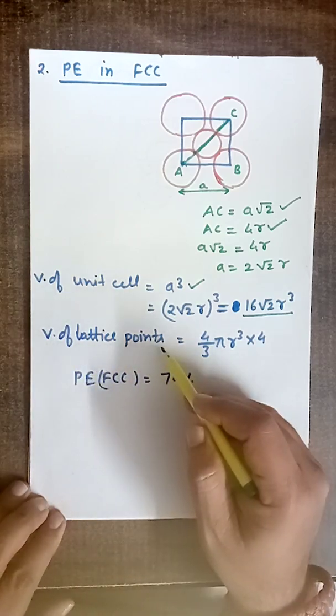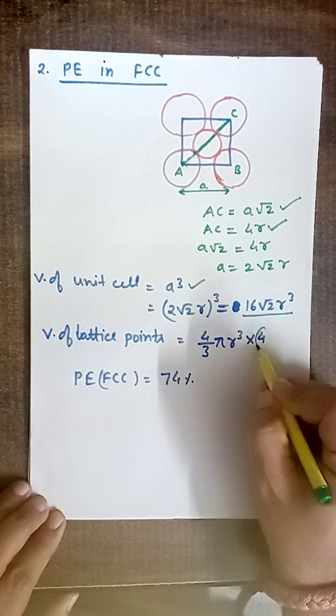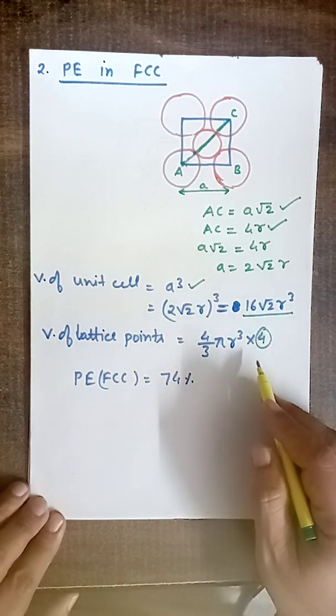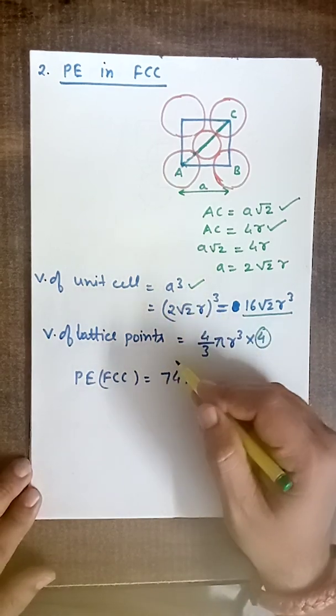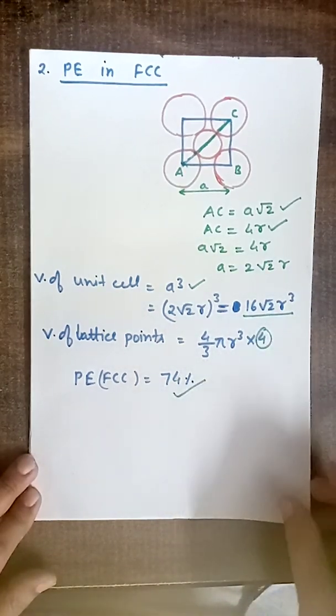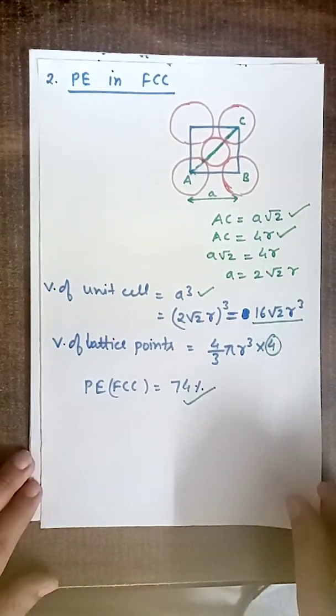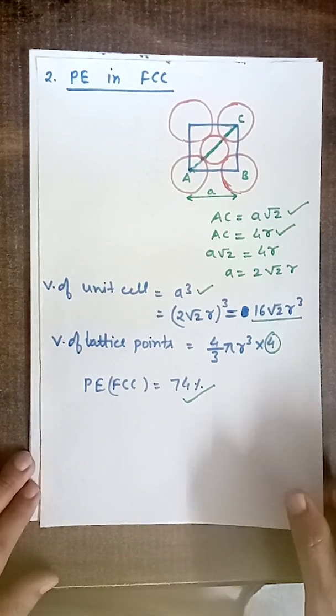Volume of lattice point, sphere, is 4 by 3 pi r cube, this time multiplied by 4, as we know that the number of particles per unit cell in FCC is 4. Now once again, when we divide them and multiply by 100, you will get an answer of 74%, and this is the packing efficiency in case of FCC. It is 74%.